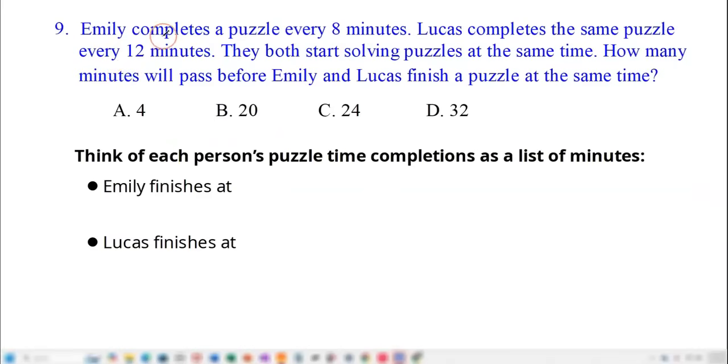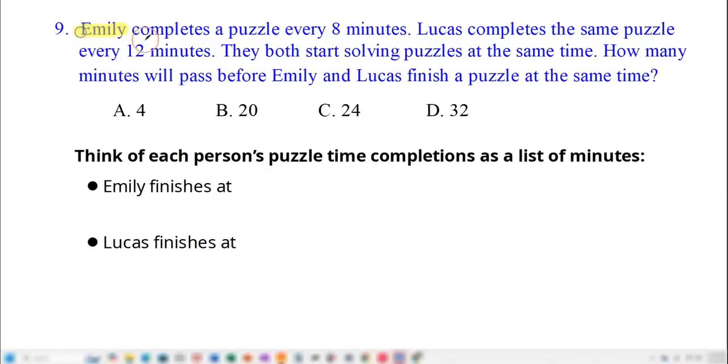Question 9. Emily completes a puzzle every 8 minutes. Lucas completes the same puzzle every 12 minutes. They both start solving puzzles at the same time. How many minutes will pass before Emily and Lucas finish a puzzle at the same time? In other words, will they have completed a puzzle at the same time at 4 minutes or at 20 minutes and so on? Let's highlight some important information.